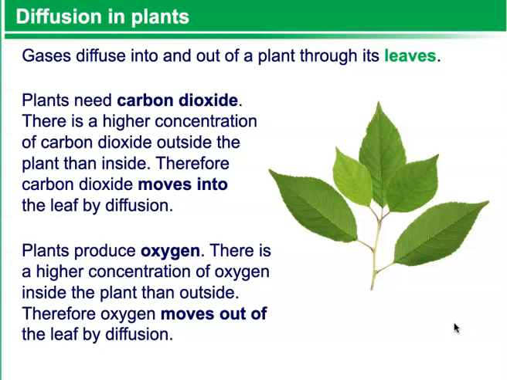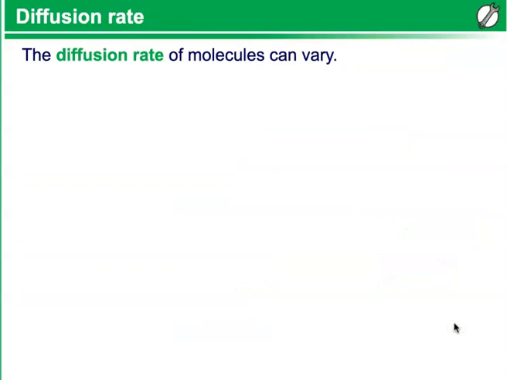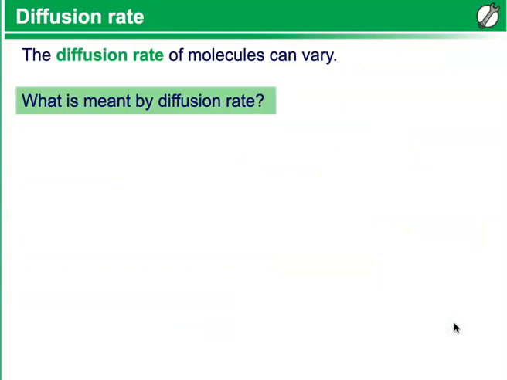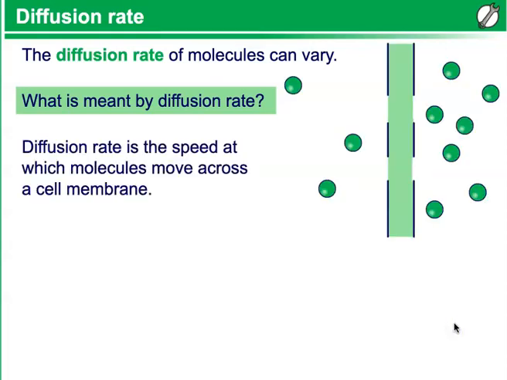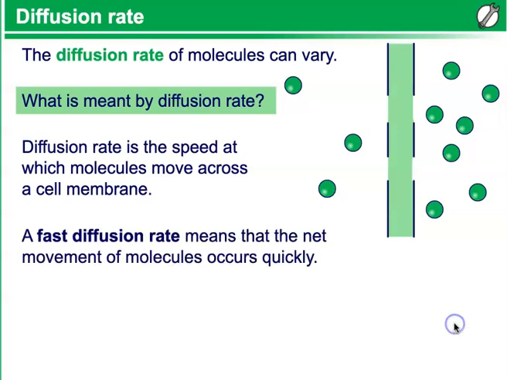Plants produce oxygen. There's a higher concentration of oxygen inside the plant than outside. Therefore, oxygen moves out of the leaf by diffusion. The diffusion rate of molecules can vary. So what is meant by diffusion rate? Diffusion rate is the speed at which molecules move across a cell membrane.